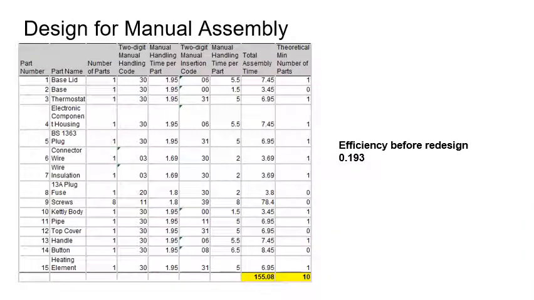This slide shows the design for manual assembly of our electric kettle, with a total assembly time of about 155 seconds and a theoretical minimum number of parts of 10, with a design efficiency of about 0.2. We identified that the screws in our design resulted in about half of our total assembly time and could be a source for design optimization.